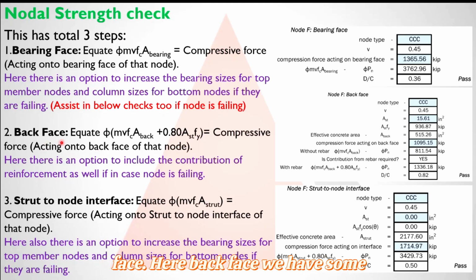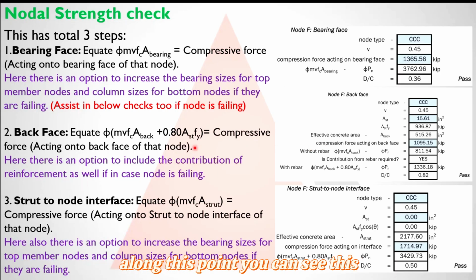Then comes the back face. Here at the back face we have some tensile ties also, so we have a reinforcement part as well. As you can see from the formula, this extra factor is coming here, 0.8 times AST FY. We equate this to the compressive force similarly to above. Here we have an option to include the contribution of reinforcement if the node is failing. First we assume, what if we take only the concrete strength part and not the reinforcement part? If it is passing, then it is good. But sometimes only concrete is not enough to pass the node, so we will then take the contribution from steel as well.